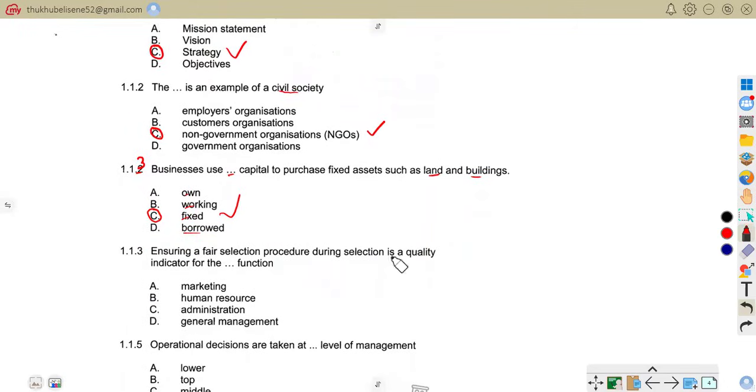Now we are moving on to 1.14. So this was an incorrect number.